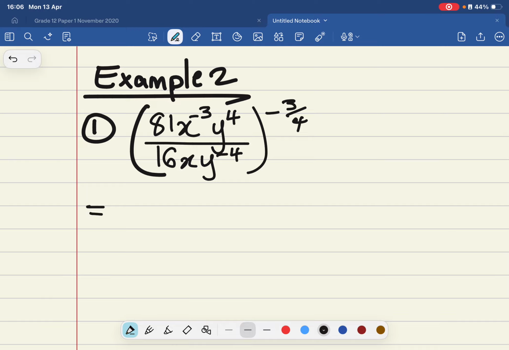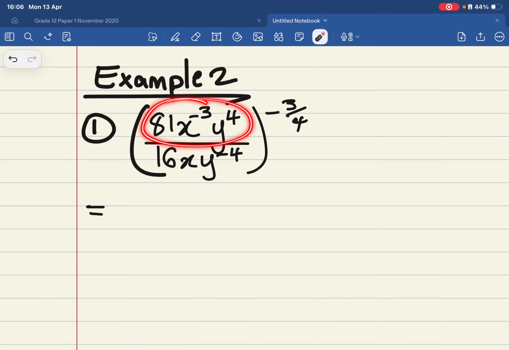Right, again, if you look at this, in your numerator you have a product, in the denominator you have a product, and you have an exponent as well, which means there are so many laws involved here. But what we know is that we're going to take this one, raise it to this exponent, take this one, raise it to this one, take this one, raise it to this one.